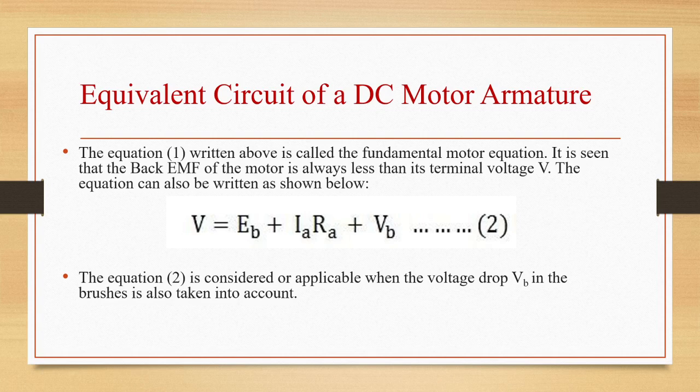So equation 2 is applicable when the voltage drop VB in the brushes is also taken into account. Whenever we are taking into account the brush contact drop, you have to add it in the equation. In some cases it is very small and it can be neglected. If we are doing a numerical and the value of brush contact drop is given, then at that time consider this equation. So this is the fundamental motor equation; only the drop will be changing, but the equation will be V is equal to EB plus IARA.